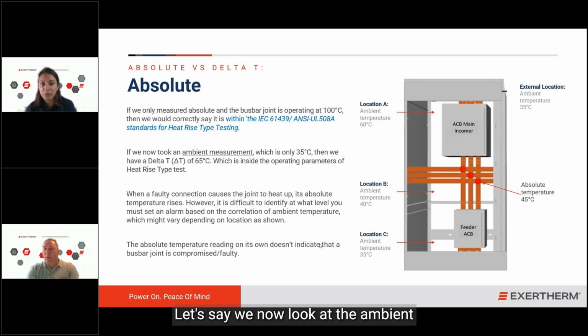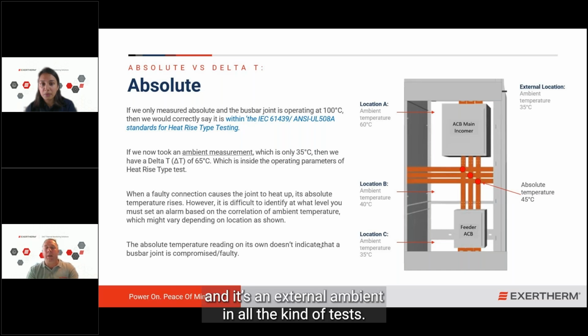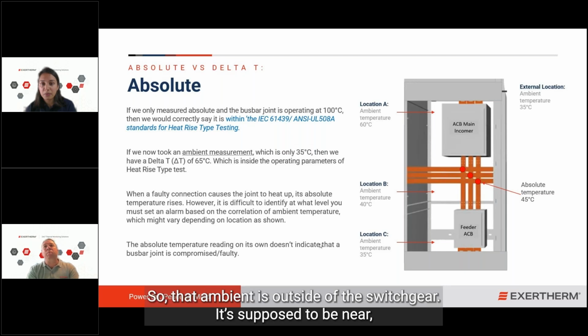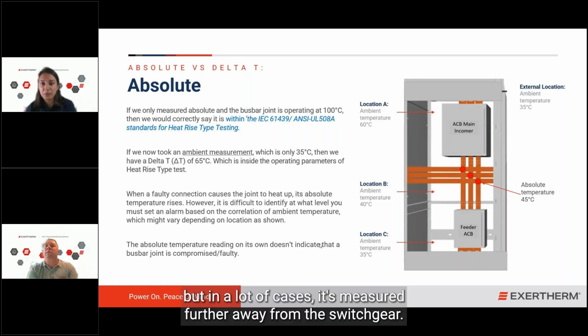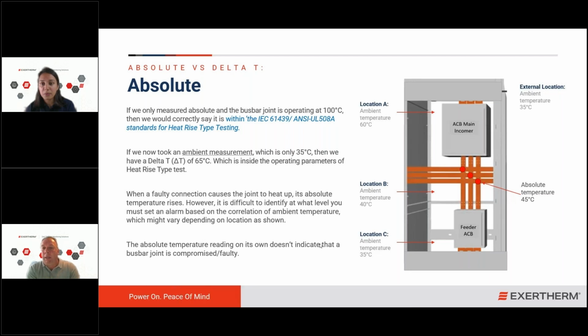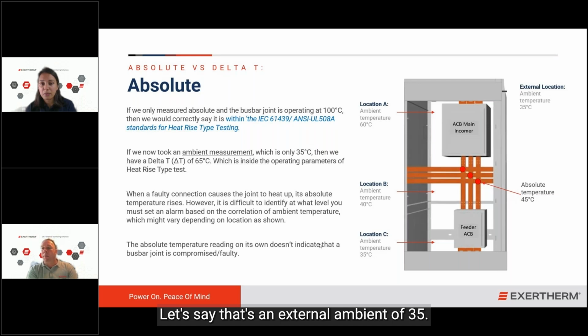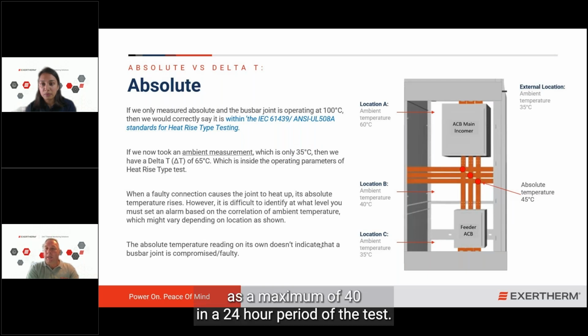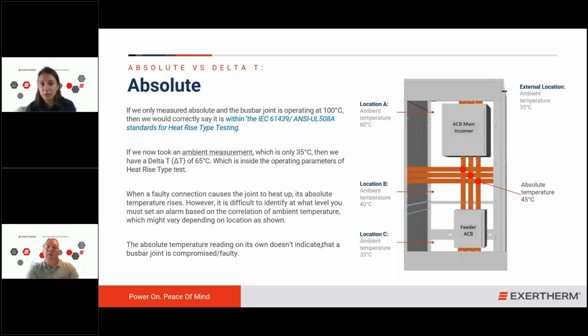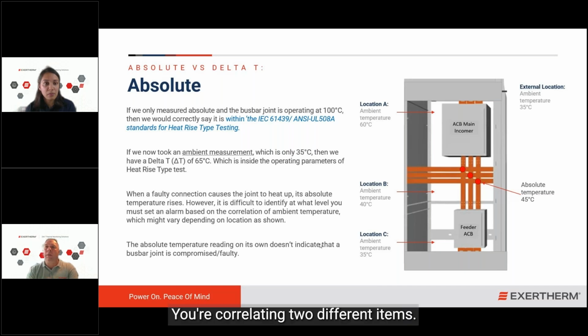Let's say we now look at the ambient, and it's an external ambient in all these kind of tests. So that ambient is outside of the switchgear. It's supposed to be near, but in a lot of cases it's measured further away from the switchgear. Let's say that's an external ambient of 35, and yes, you're allowed as the standard a maximum of 40 in a 24-hour period of the test. So actually our delta on that connection is 65C. Again, it's within the standards, but that's an internal to external temperature. You're correlating two different items.